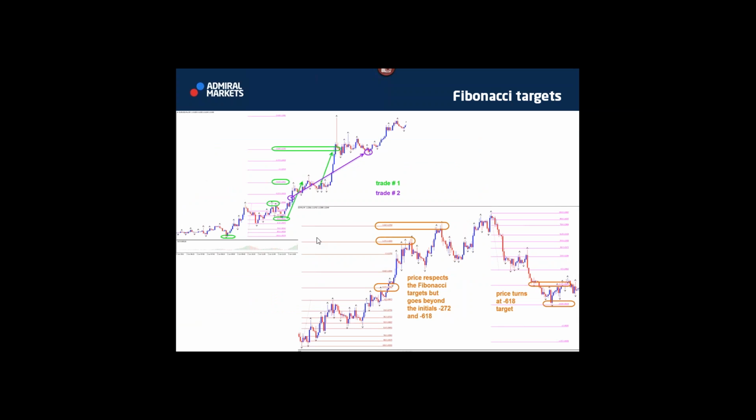Here you got more examples. You can see on the left here, green circles bounce, and you can see the green circle first exit right here, and second exit right there at the fib targets. Here, minus 272 target, minus 61.8 target, minus 2000 target. Here too, a small bounce at the 272 target, but ultimately moving down to the minus 61.8 target.